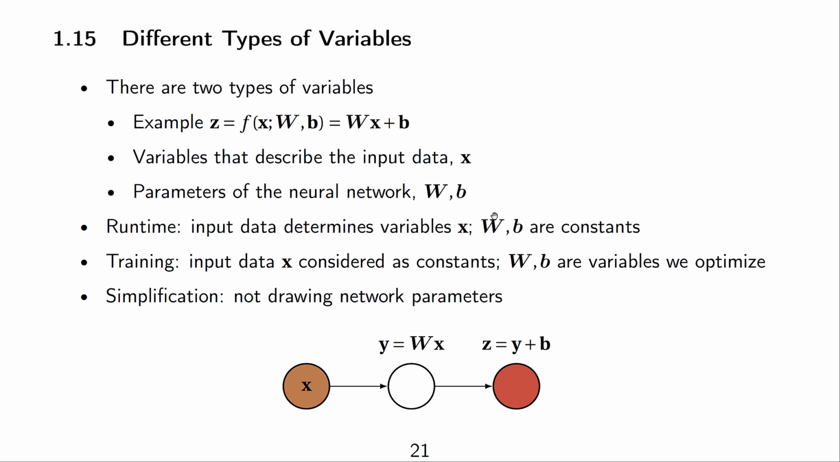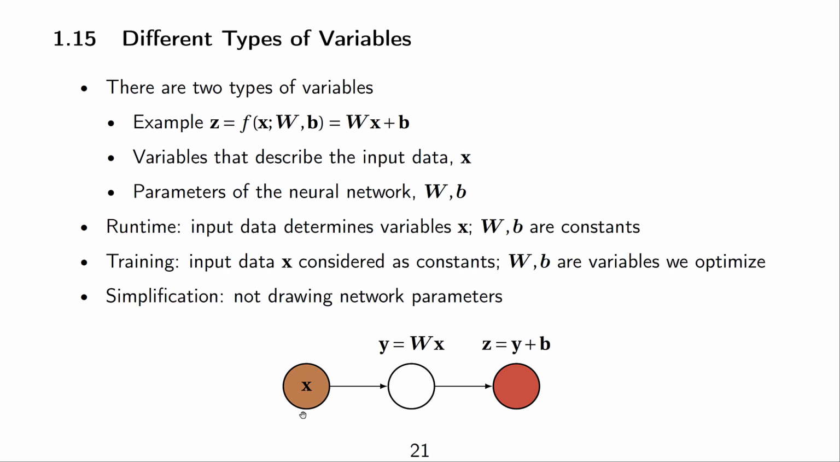So if we draw a network, then what we actually would like to do is not draw these network parameters at all, to save some space and to make the drawings conceptually simpler. So in this example here, we redrew what was there before.